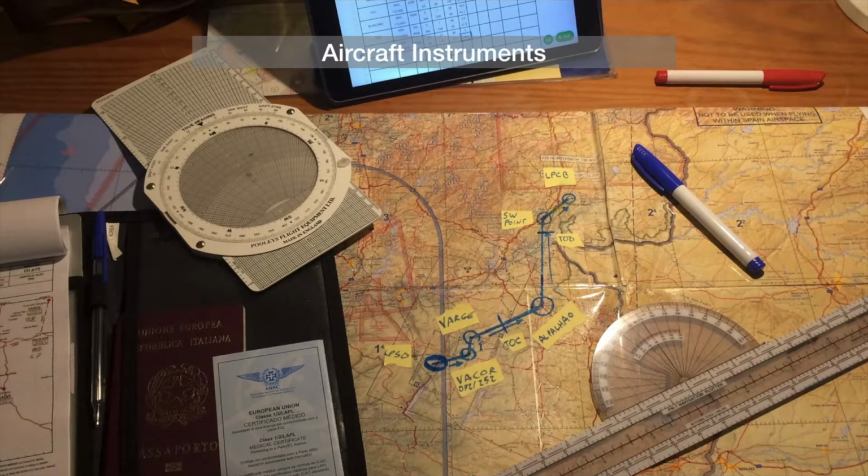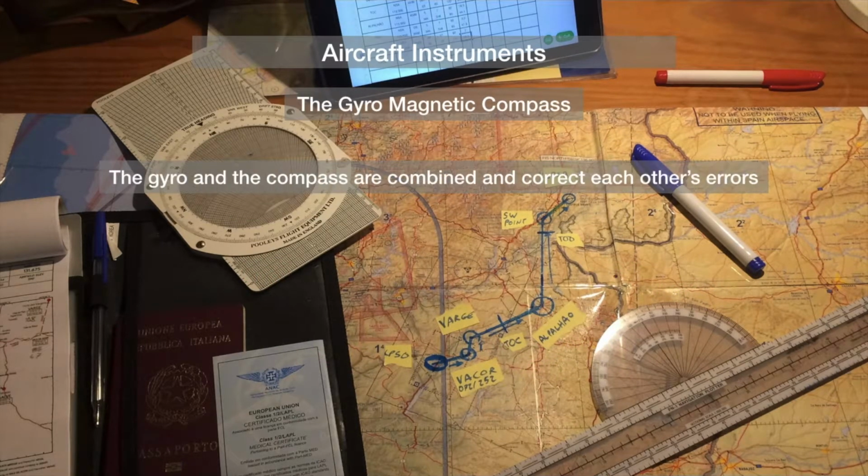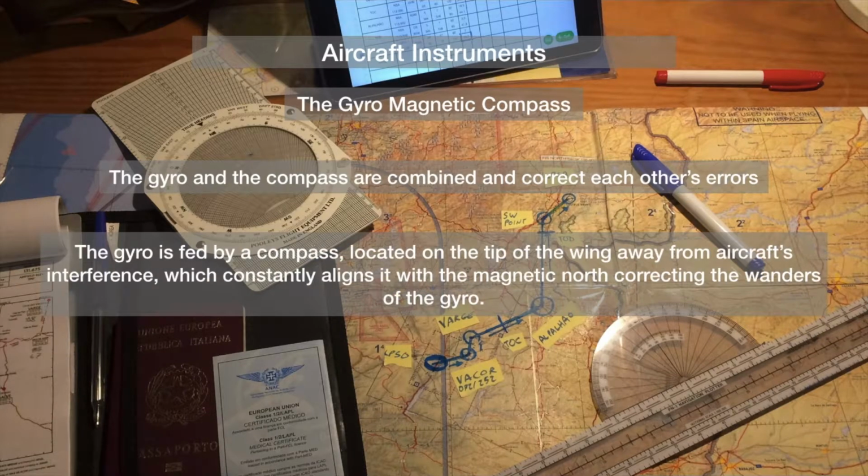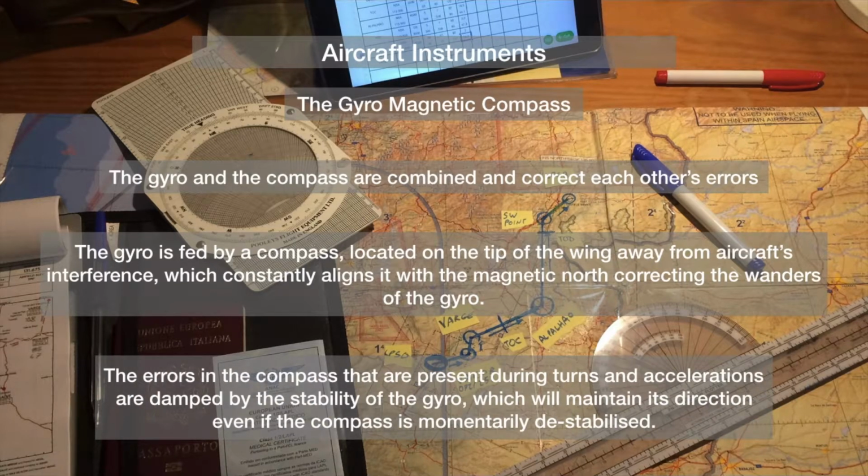As I just said, the gyromagnetic compass is composed of a directional gyro and a compass, and they correct each other's errors. The gyro is fed information from the compass, which is located on the tip of the wing, away from the aircraft interference to reduce as much as possible the errors, which constantly aligns it with the magnetic north, correcting the wander of the gyro. The errors of the compass that are present during turns, accelerations and decelerations are damped by the stability of the gyro, which will maintain its direction even though the compass is momentarily destabilized.